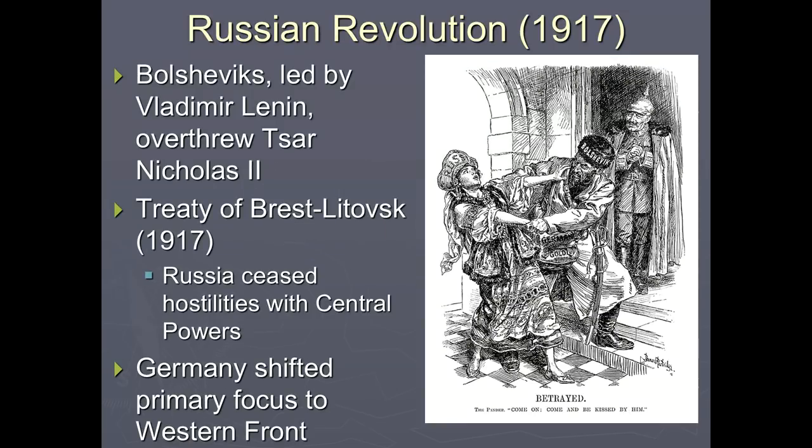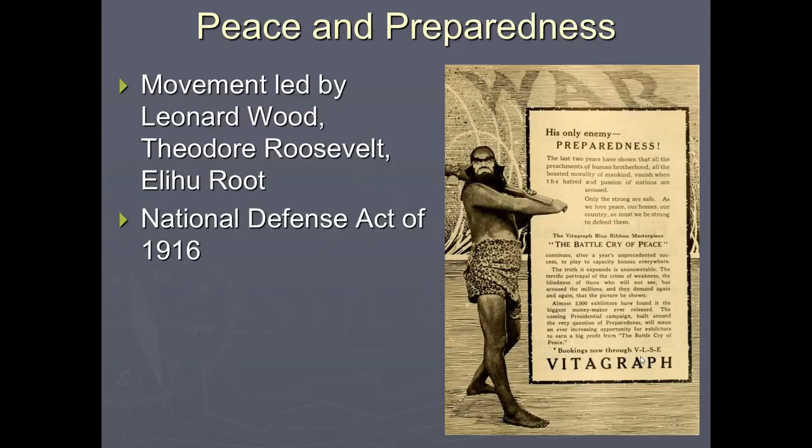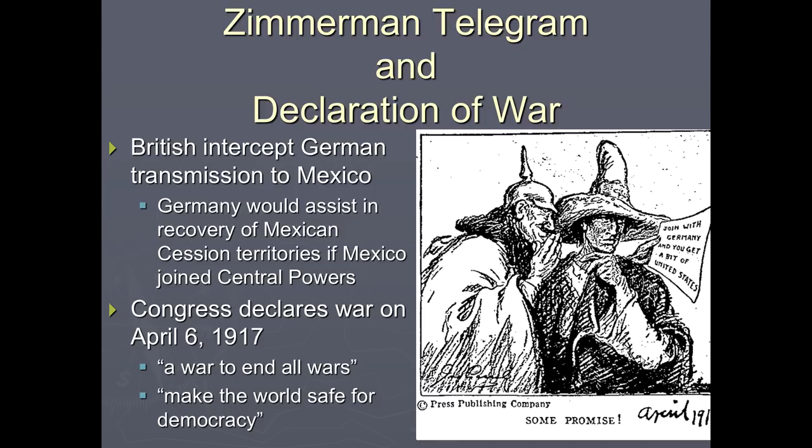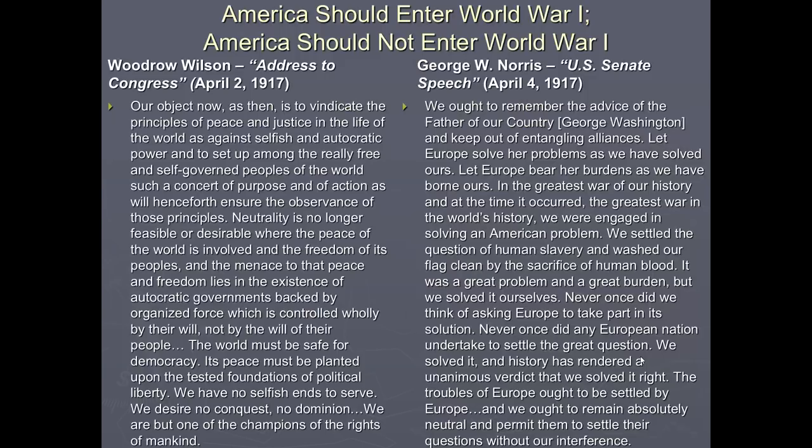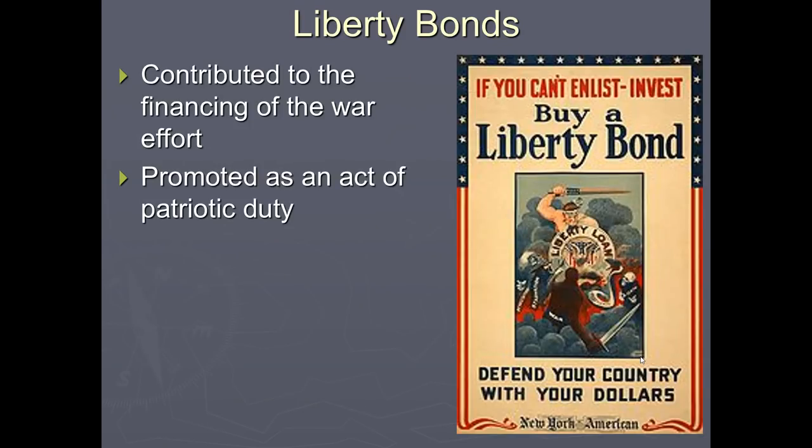The Russian Revolution is going to happen in 1917. This is where Russia will turn into the Soviet Union. Let's see, getting to the Zimmerman Telegraph and the declaration of war. Congress will declare war on April 5th, 1917. And we talked about how, if you were George Norris or Woodrow Wilson, you had an opinion about whether or not to join World War One. All right, so let's talk about World War One at home.